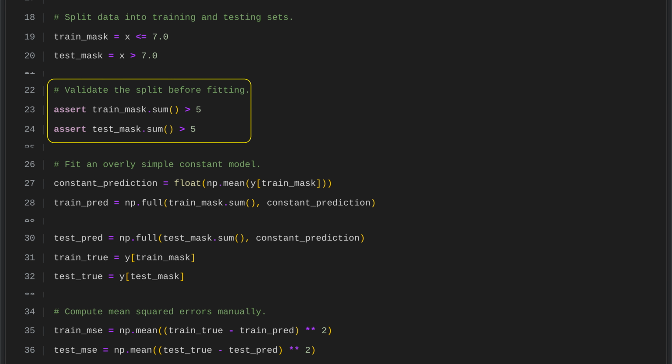Before fitting the model, the code verifies that both the training and testing sets contain more than 5 data points. This helps prevent modeling with too little data and supports a more reliable evaluation.